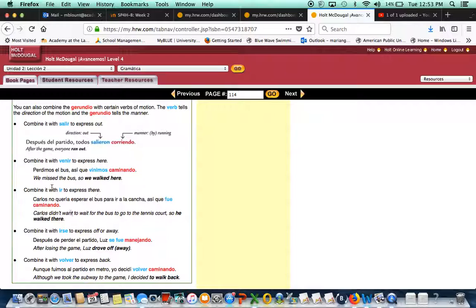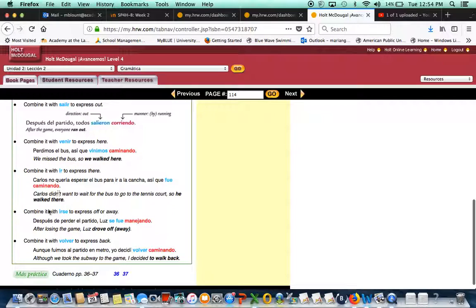All right, so it's pretty much these three: salir, venir, and ir. It's pretty much the same thing. Salir is how you leave the place. Venir is how you arrive to the place. And ir is how you go to the final destination.